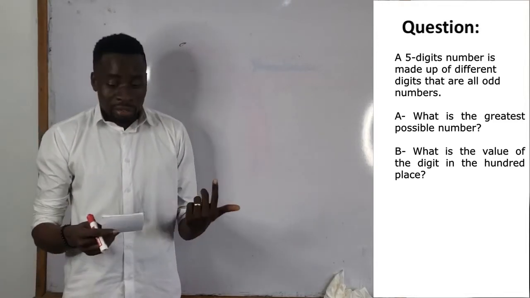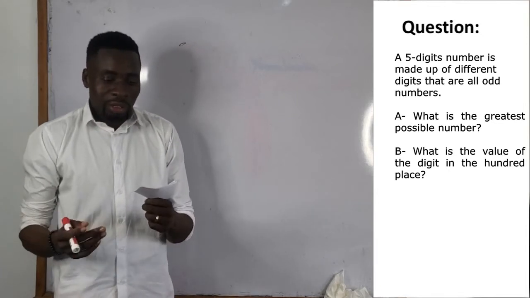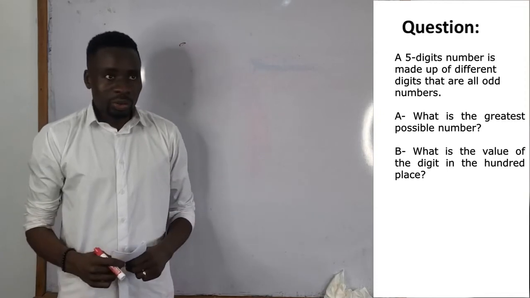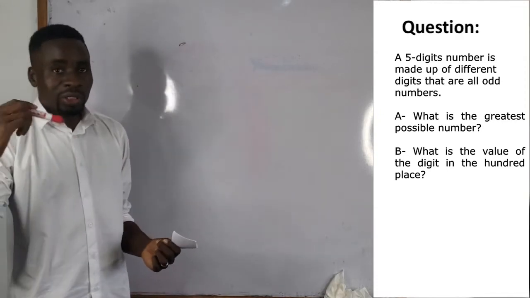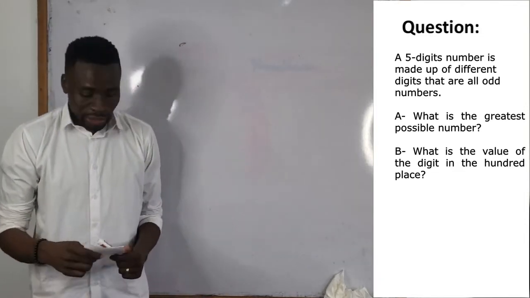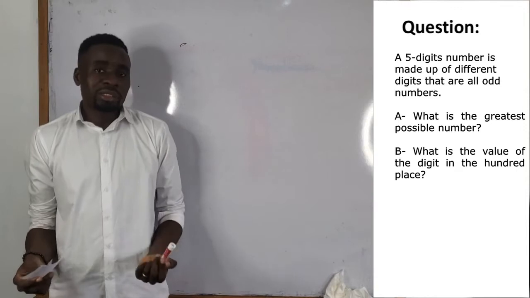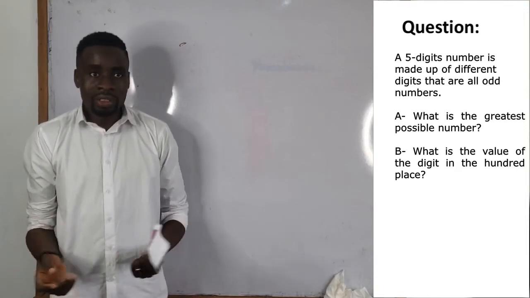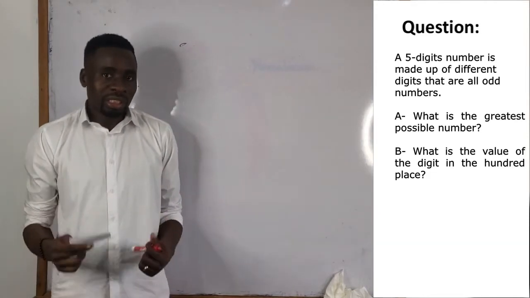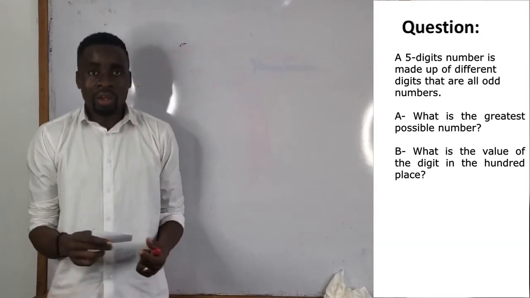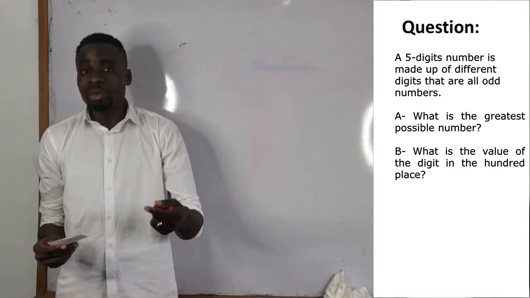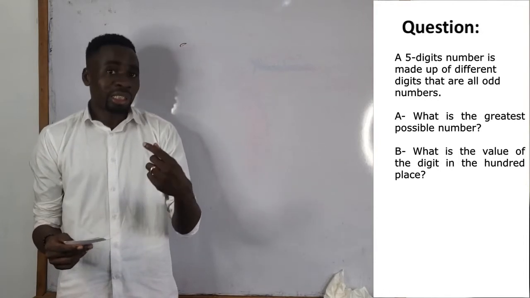It says a 5-digit number is made up of different digits that are all odd numbers. In the question, my concern was to see how I asked you what skills a learner or a student will need. Remember, this question is for a 9-year-old, and we need the skills a 9-year-old will need in order to comfortably solve it. So, if you've been able to figure them out, let's go straight and see.